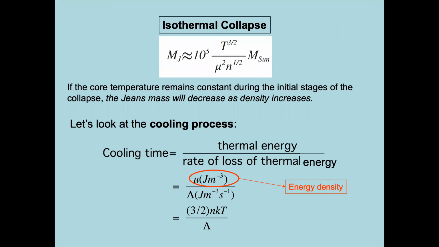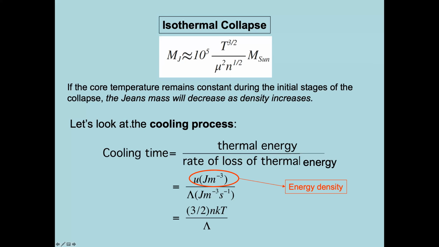Then we have to see what happens when the clouds start to collapse. Is this an isothermal collapse, or is the cloud heating up? It can't really cool down, so the only thing it can do is probably heat up. Let's see, because we don't know. We can actually be open. We can do anything. So if the core temperature remains constant during the initial stages, as I wrote here, the Jeans mass will decrease with time, because of course the density is increasing.